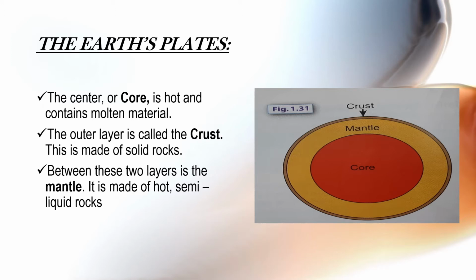This figure shows the earth as if it has been cut in half, and it shows three layers that are core, crust and mantle. The core contains the molten material which is very hot and is the center of the earth, while the crust is the thin outer layer made up of solid rocks, and the center layer is known as mantle, made up of hot and semi-liquid rocks, as it is shown in the figure that is on your screens.